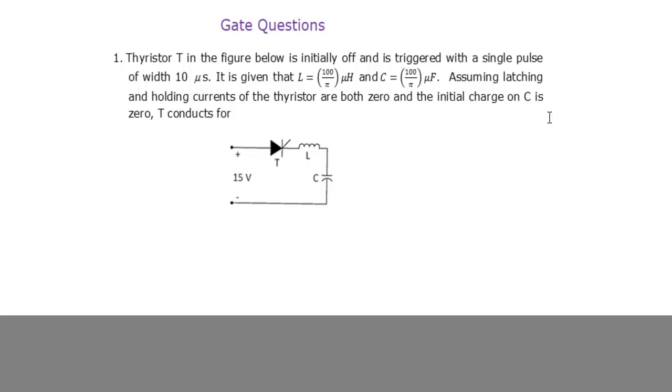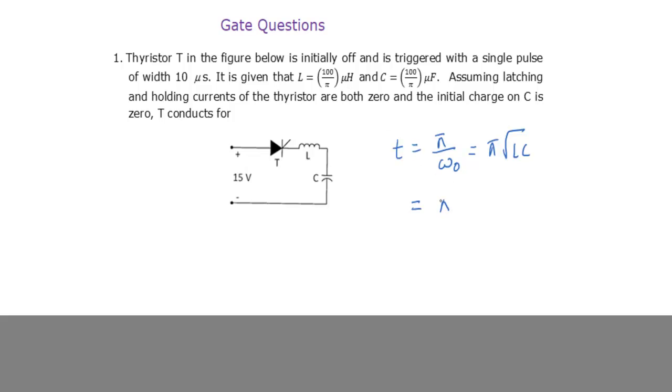In the case of an undamped system, we discussed that the thyristor will be in conduction once it is turned on for T equal to pi by omega naught. That means for pi by omega naught time, this thyristor will be in conduction. After that, this current will come back to 0 and then this thyristor will be turned off. That is given by pi into root LC. Now substitute all the values which are given in the question.